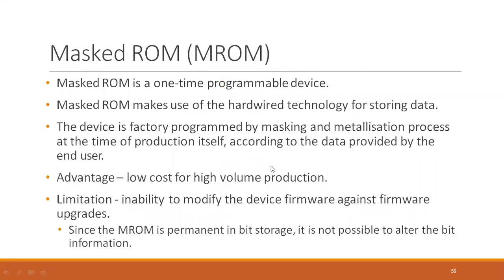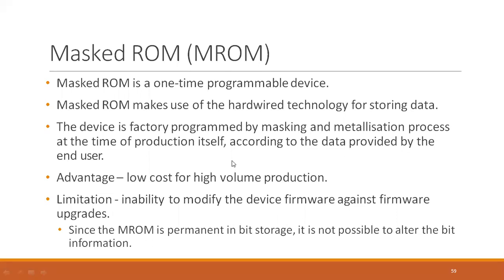So let us start by understanding what each memory type means. The first one is the mask ROM, which is also called the MROM. Mask ROM is a one-time programmable device. It uses hardware technology for storing data. That is, once you write something into the mask ROM, you cannot erase it.